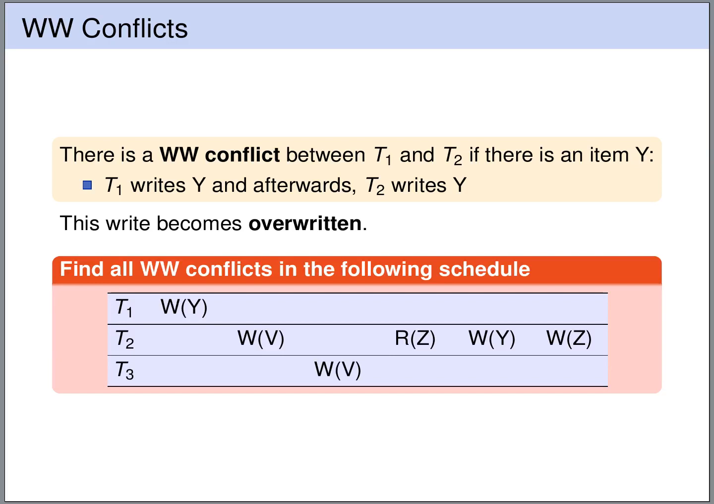Let's have a look at this schedule and let's try to find all the write-write conflicts. Here we have a write of object y. So let's look whether we have another write of object y by some other transaction. And indeed, there's one write of the object y by another transaction. So this is our first write-write conflict. Here we have a write of v followed by another write of v by another transaction. So we again have a write-write conflict. And these are the only write-write conflicts in the schedule.